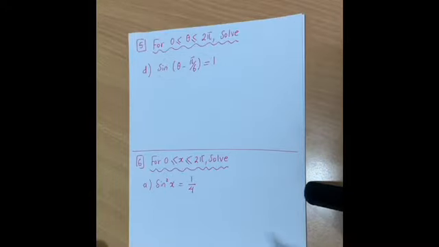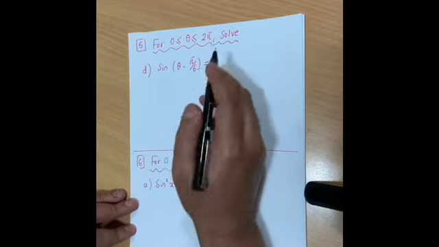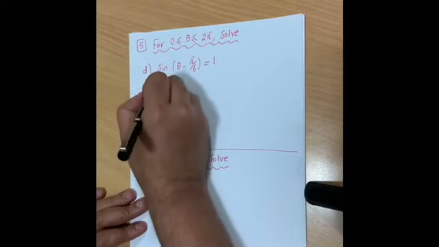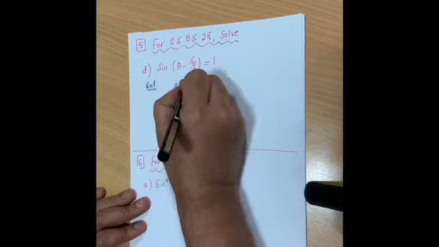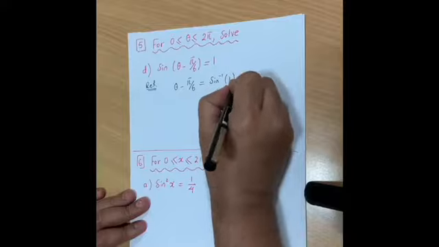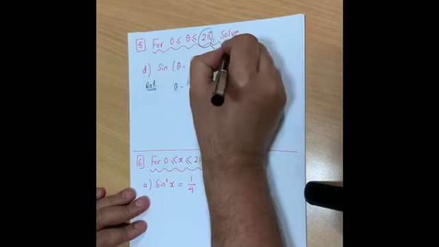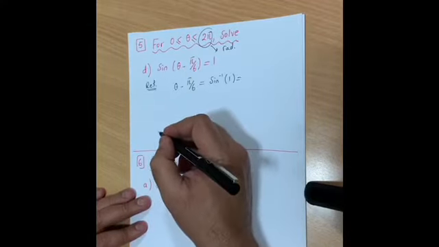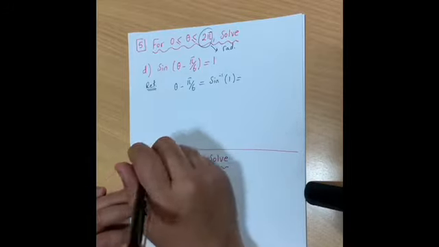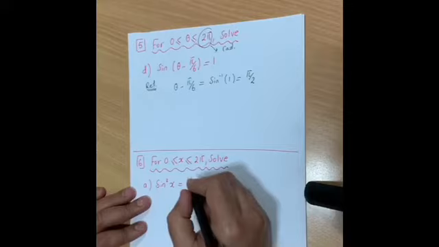Question number 5. For theta between 0 and 2 pi, solve sine of theta minus pi over 6 is equal to 1. What you're supposed to do first, we have to find the reference angle. Theta minus pi over 6 is equal to inverse sine of 1. You have to change the calculator mode to radian, because this is radian. You know the way of changing the calculator, you just press shift mode and then you press 4. Inverse sine of 1 is equal to pi over 2.